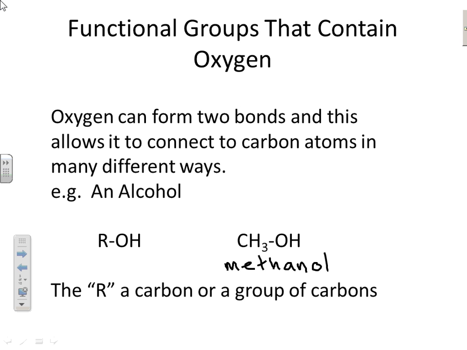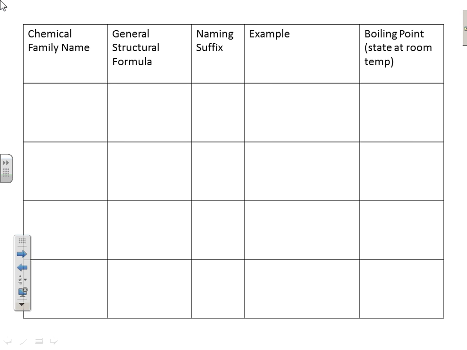Here we go. So here we've got the chemical family name, the general structural formula, and then we've got the naming suffix and the example, and then boiling point, and then yours, you'll notice it says use for the group. And that's where I want you guys to do a little search to find some uses for that, all right? Now, the chemical name, the first one I'm going to do is the alcohol.